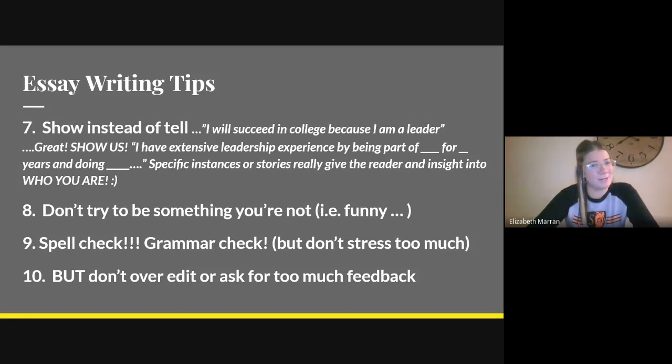Again, you might have heard this from your English teachers before: spell check and grammar check. Make sure, since this is your first attempt at college level writing. But I do like to mention, don't stress too much on this. One misplaced comma is not going to keep you out of the U of M, but just do your best. And finally, like I said a little bit above, don't stress too much. Don't over edit or ask for too much feedback.